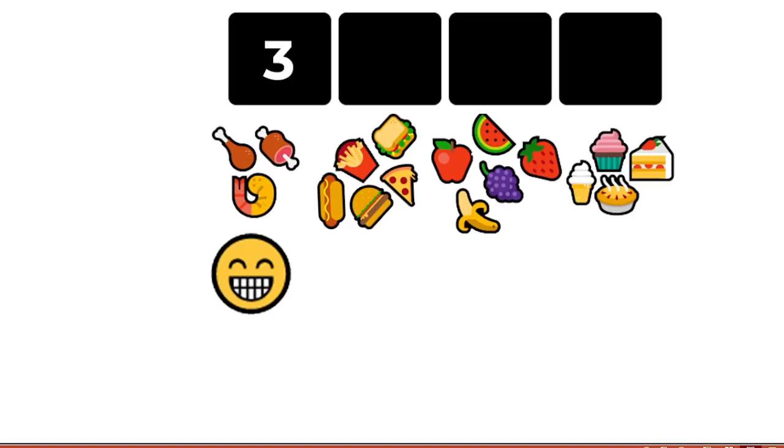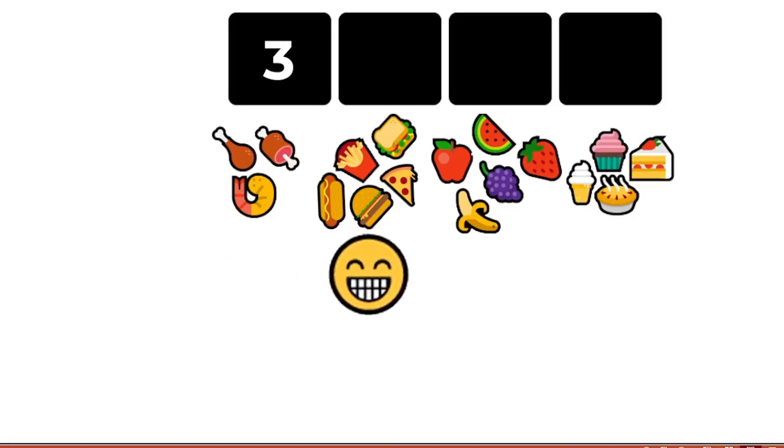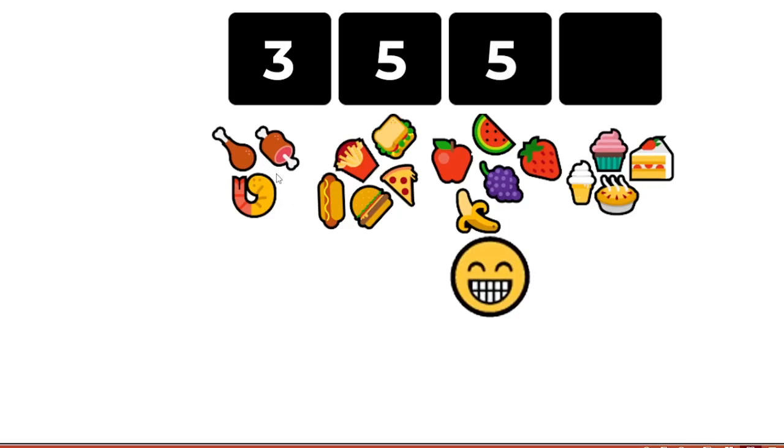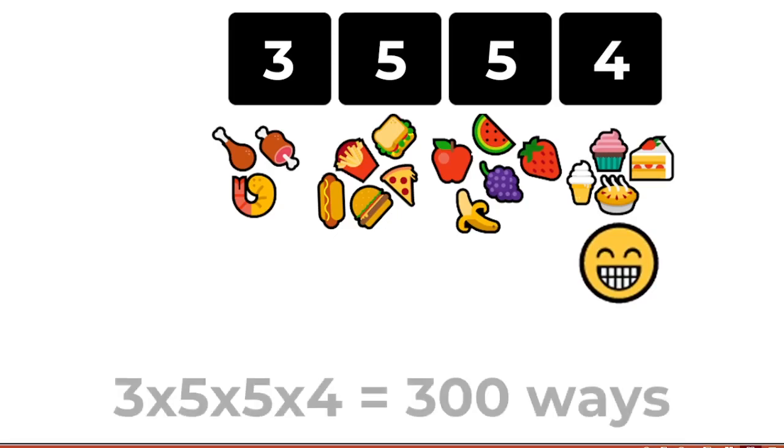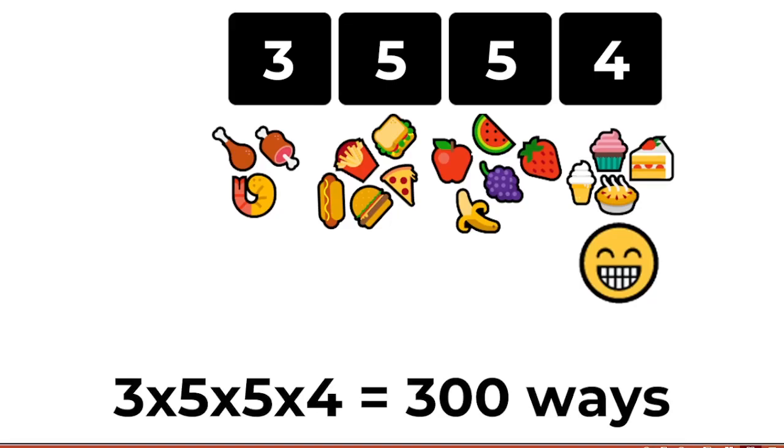Then you proceed on to the second station. As you can see, there are 5 possible side dishes to choose from. Then the next station, there are 5 fruits. And lastly, there are 4 desserts. In order to find the total number of outcomes, we just need to multiply 3 times 5 times 5 times 4. So there are 300 possible combinations of meals if you can only pick one of each dish. That's how you solve the fundamental counting principle.